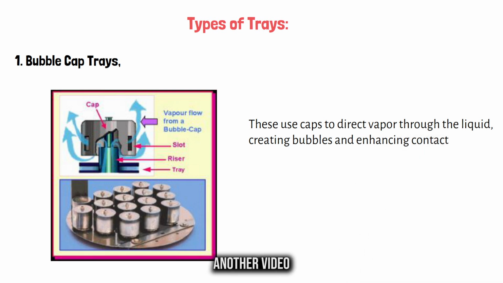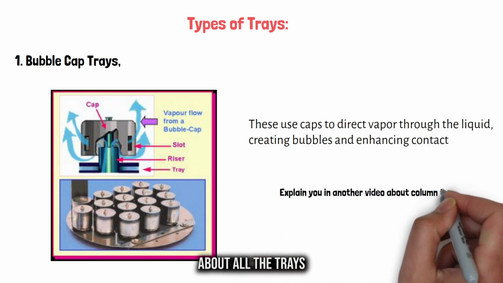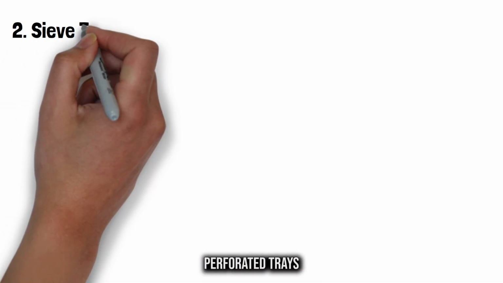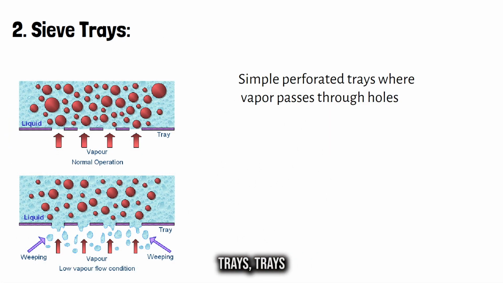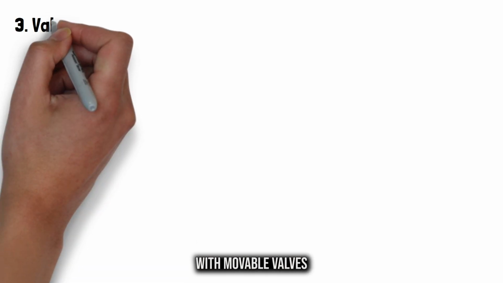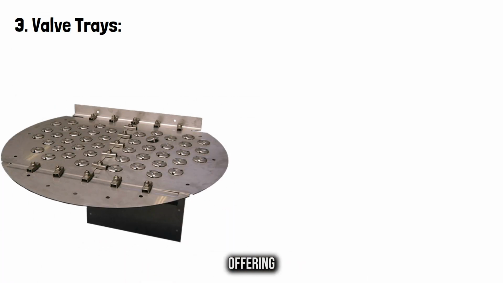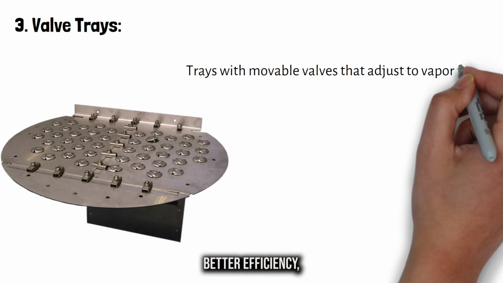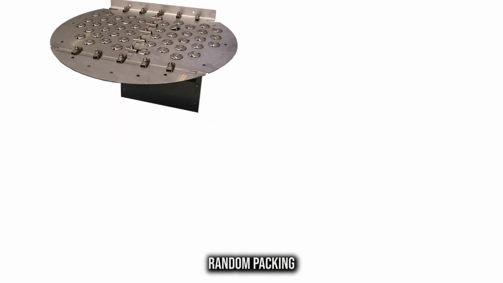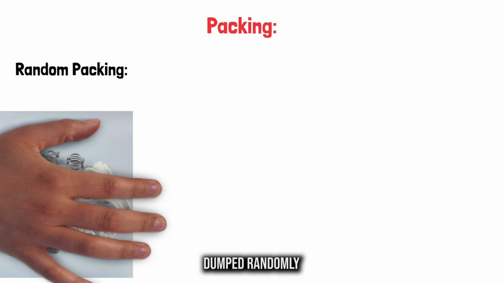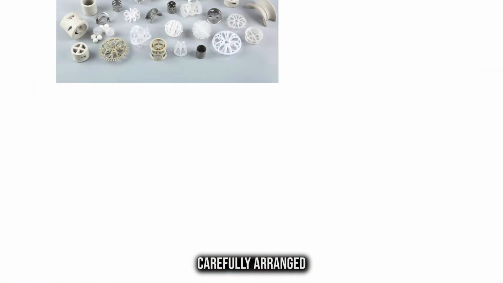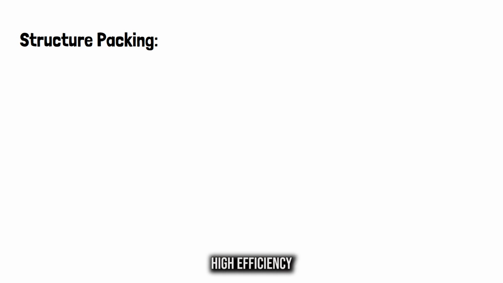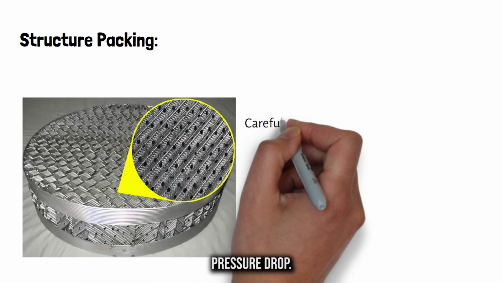I will make another video explaining about all the trays. Sieve trays. Simple perforated trays where vapor passes through holes. Valve trays. Trays with movable valves that adjust to vapor flow, offering better efficiency. Then packing. Random packing. Small pieces like pall rings dumped randomly into the column. Structured packing. Carefully arranged sheets or grids, offering high efficiency and low pressure drop.